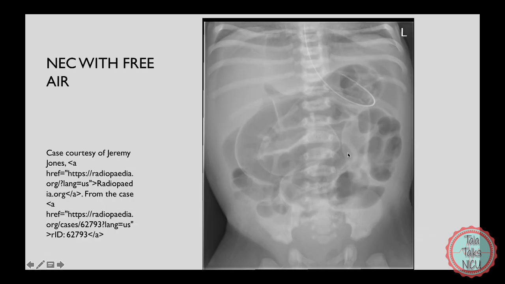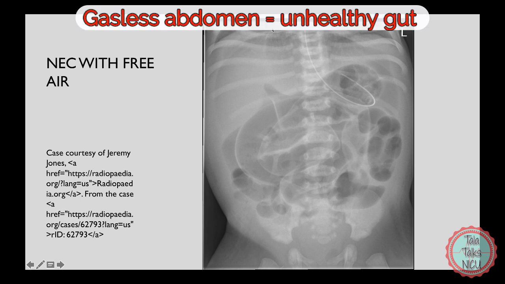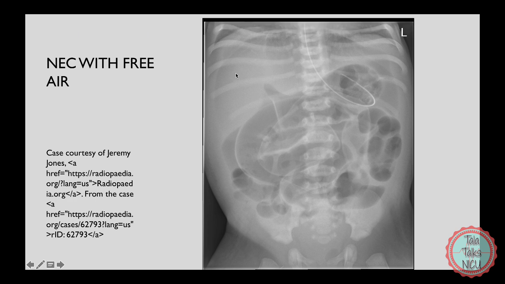This is another KUB with surgical NEC. So you can see all the stacked distended loops, the pneumatosis, and then all of this free air. Here, the free air is less obvious. You can make out a marking of what looks like a massive balloon over the abdomen.